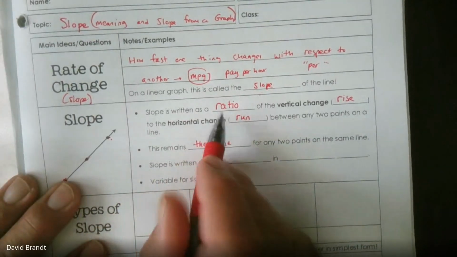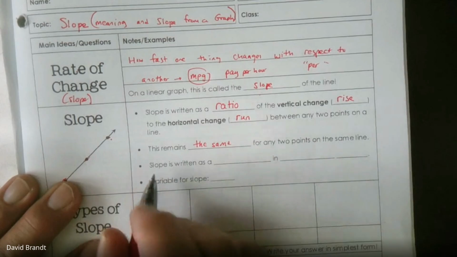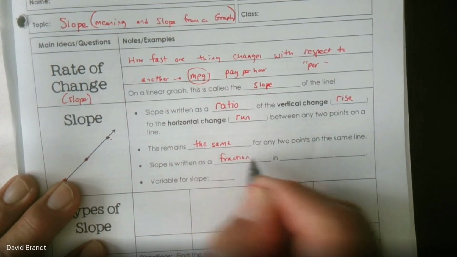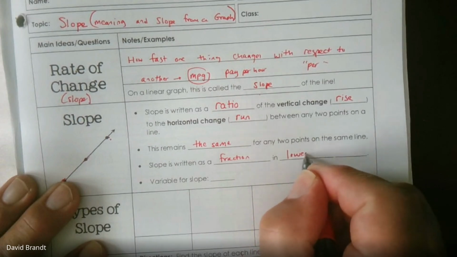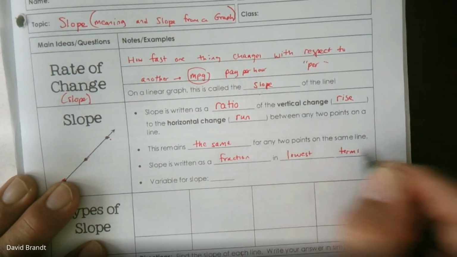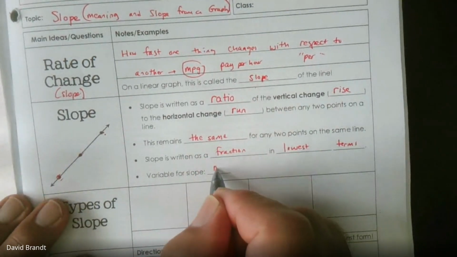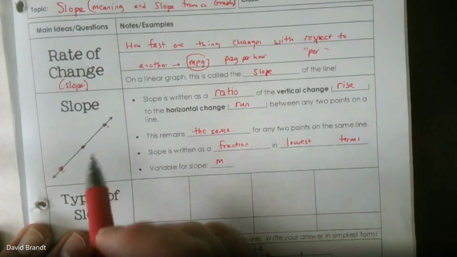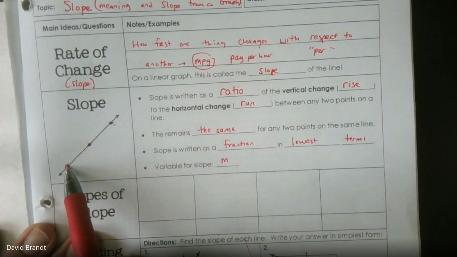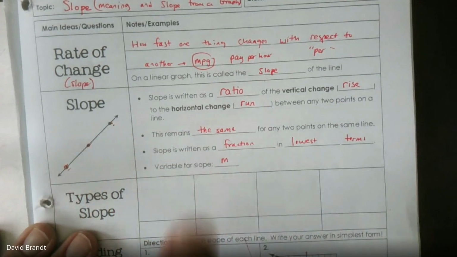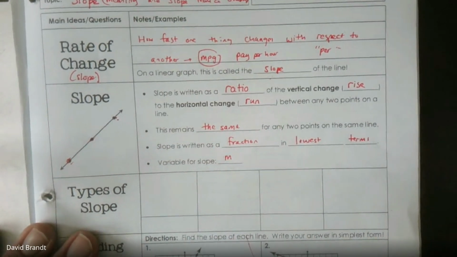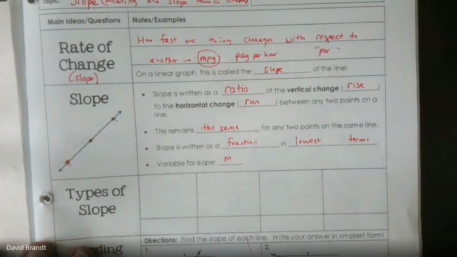I told you ratio means a fraction, and that's going to be the first word here in this next blank. Slope is written as a fraction because that's what a ratio is. It's written as a fraction in lowest terms. That means it's reduced. And the variable for slope is m. I never knew exactly why the letter for slope is m, but I think one way you can think of it is slope means you're moving from one point to another. You're moving from this point to this point, or this point to this point. So you can think of m as meaning you're moving from one point to another on the slope. That's the only reason I can come up with. I don't know any other reason. I guess it kind of makes sense.